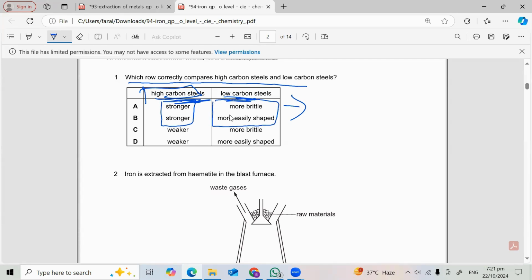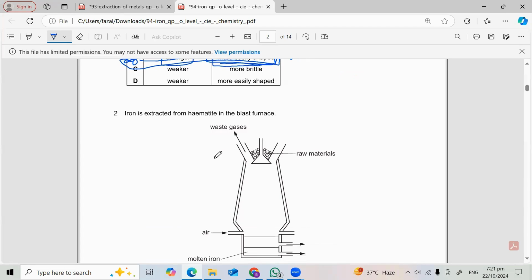Now if we see the other part, it says more easily shaped. As we know, low carbon steels are ductile. So it means that B can be the answer because they are ductile. We have also done the properties that they are ductile. So B is the correct answer.